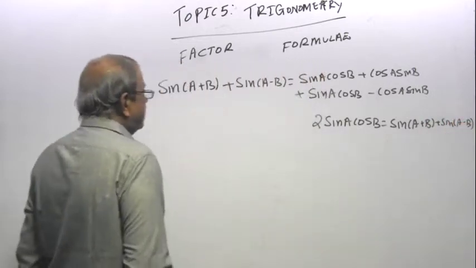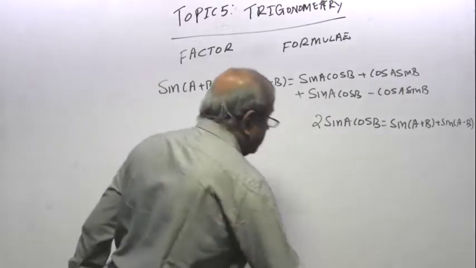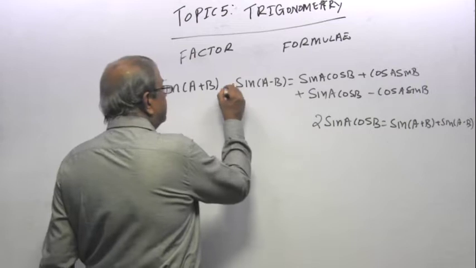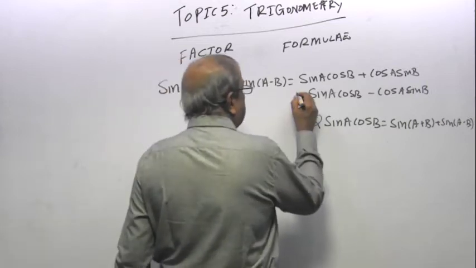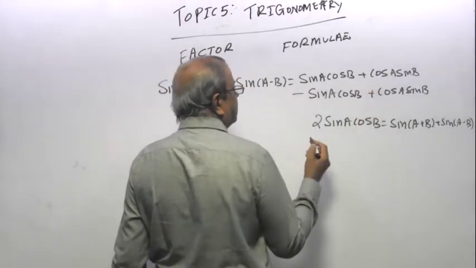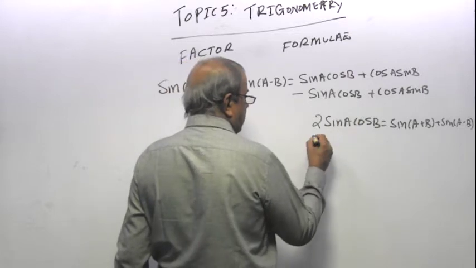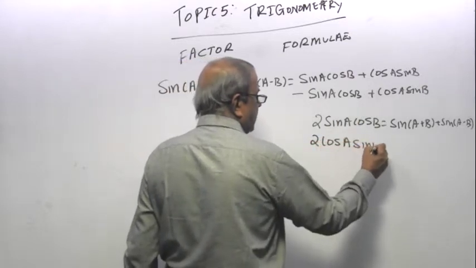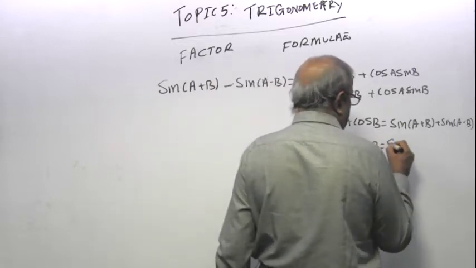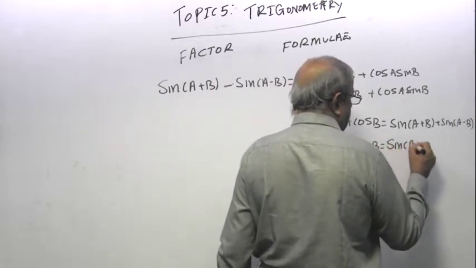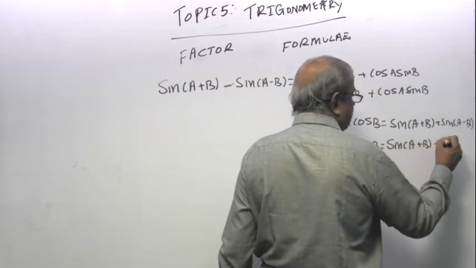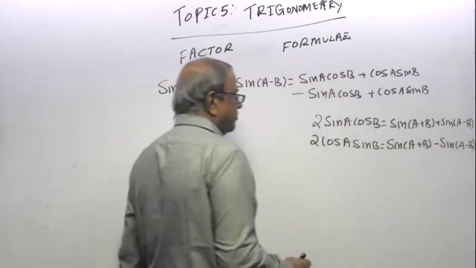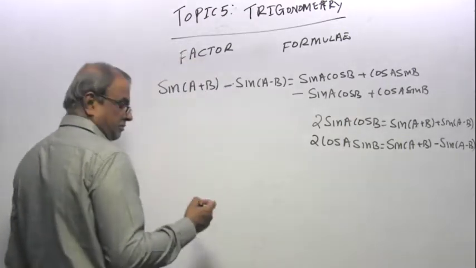What happens now if this is a minus? Then that becomes a minus, that becomes a plus. I get 2 cos A sin B. So 2 cos A sin B equals sine of A plus B minus sine of A minus B. We have done the sines.